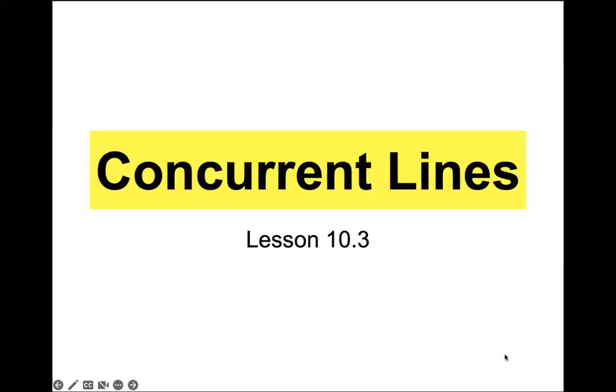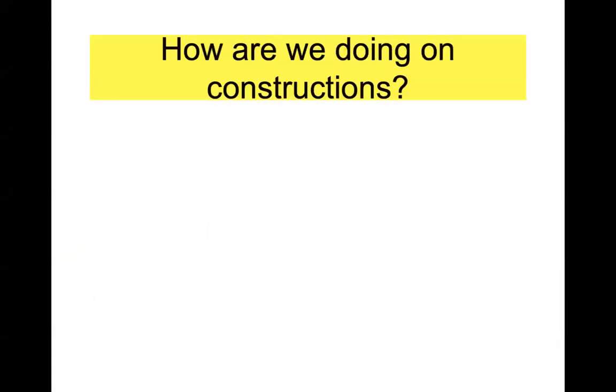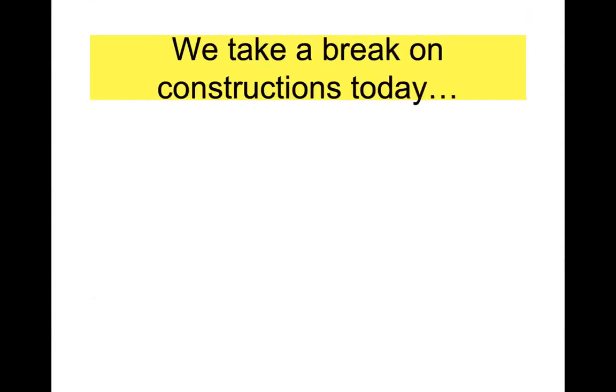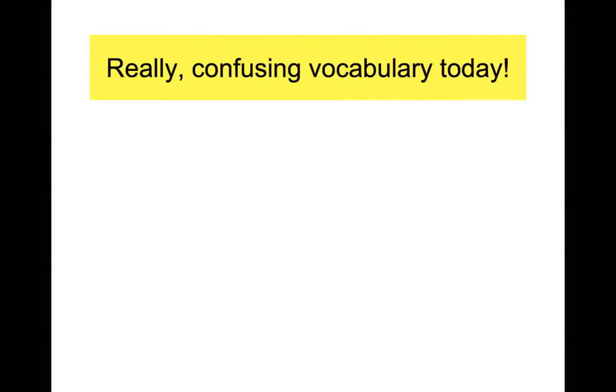All right, here we go. So 10.3 is something called concurrent lines. Vocabulary-wise, this might be one of the more challenging sections of the chapter. So hopefully you're doing okay on the constructions. Remember, the test is going to be to do the constructions themselves. So we take a slight break on actually learning new constructions today. We're going to use the knowledge of those constructions to talk about a combination of the constructions.